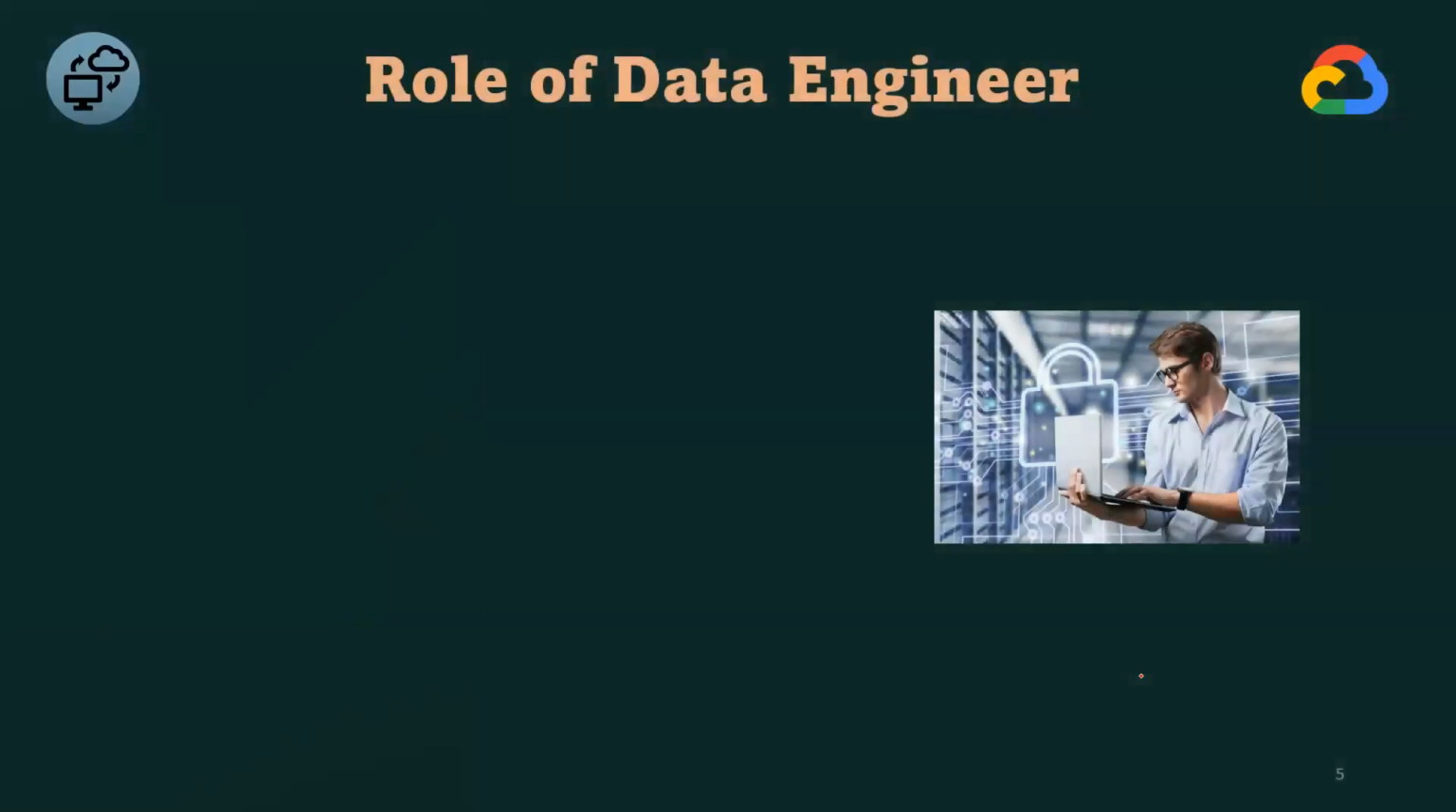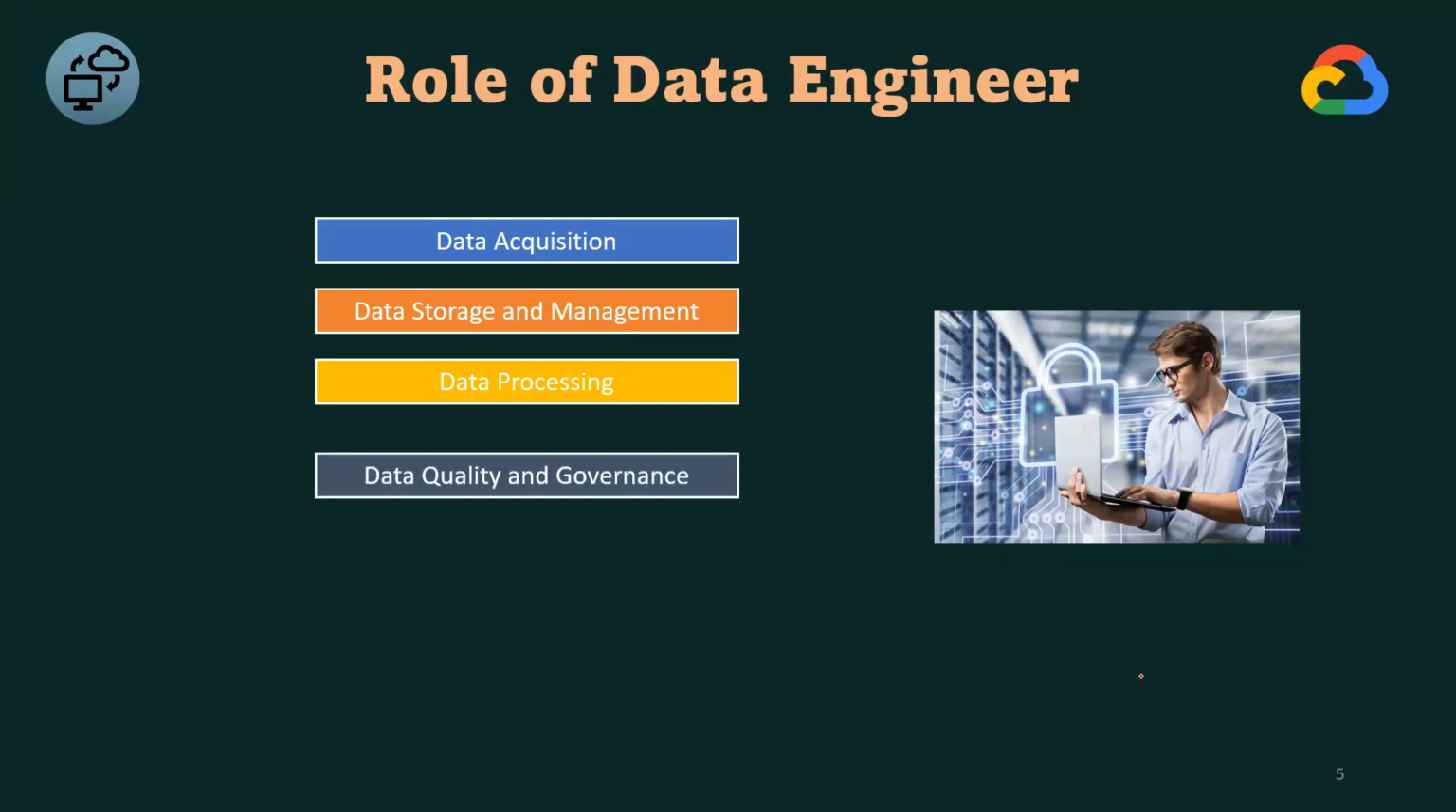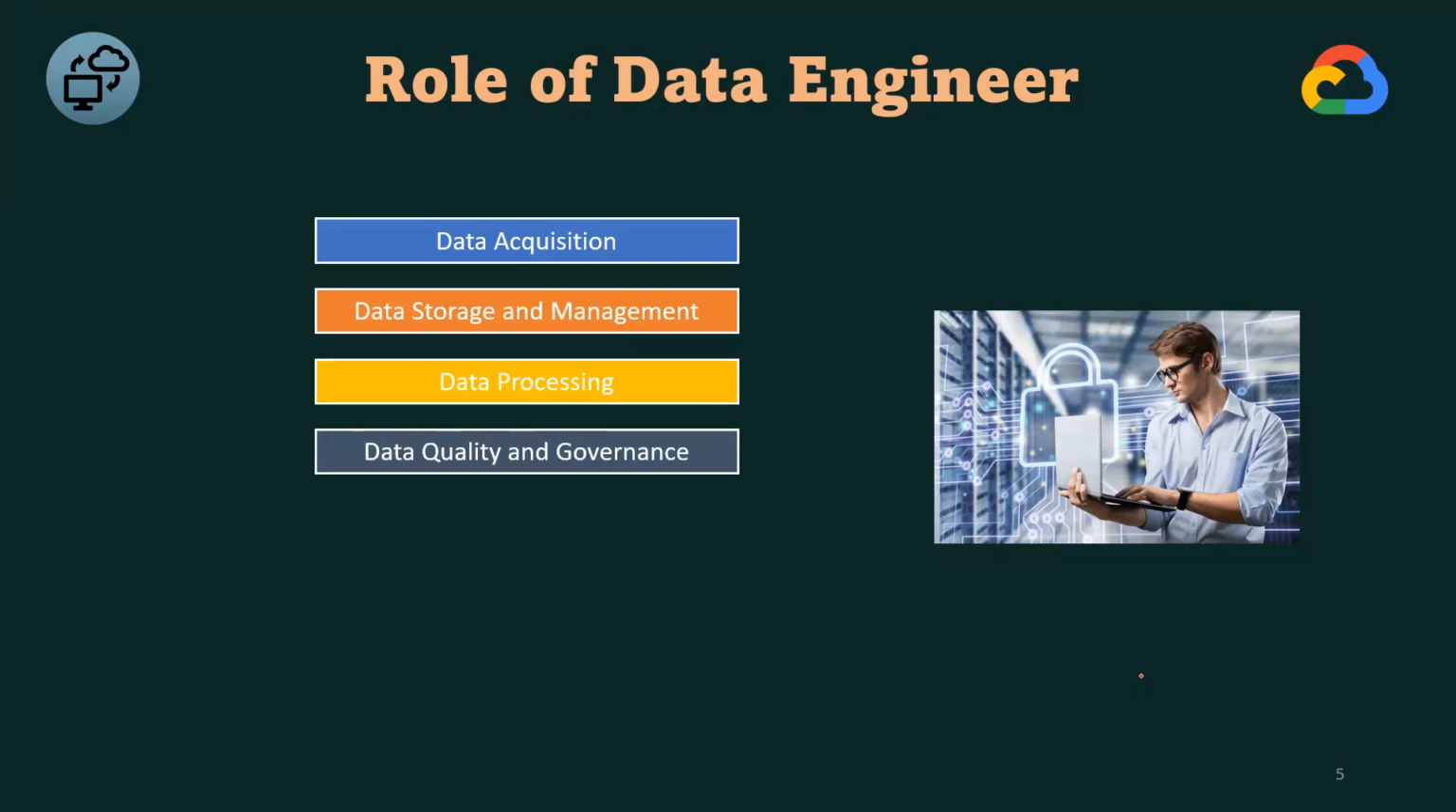What is the role of a data engineer? A data engineer works on data acquisition, which is extracting the data from the data sources. A data engineer provides a data storage solution, and works on data management, such as access control, providing access to what kind of users. Data processing: which tool will be used, how to do it, what the code is and how to write the code, all of those activities you have to take care of. Data quality and governance and monitoring.